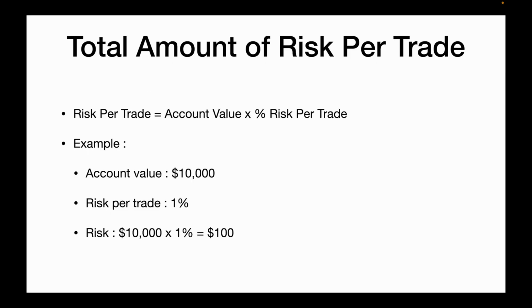The total amount of risk per trade is the amount of money you are willing to risk in a single trade. For example, if your account net liquidation value is 10,000 and you risk 1% per trade, then the total amount of money you risk in one trade will be $100. In this case, the maximum amount of money you could lose in this trade is $100.